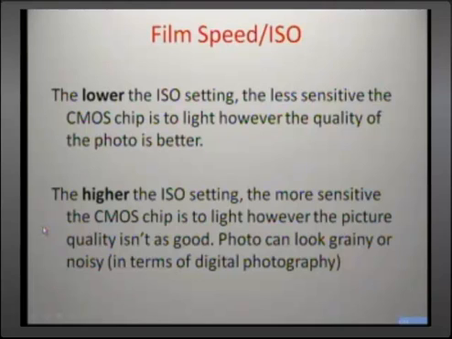So really, what we want to do then when we go out and photograph is that we want to use the lowest ISO setting for the total amount of light that's available. So if you have bright light, you can get away with shooting at a lower ISO setting, such as 100. If you're photographing indoors with available light without using flash, then you're going to probably need to raise that ISO setting to something like maybe 400 or 800 so that the CMOS chip is more sensitive to the lower levels of light so that you can get a decent exposure under this type of lighting condition.